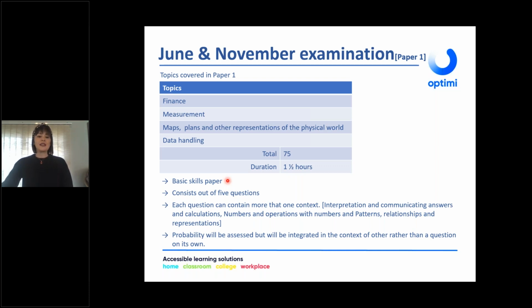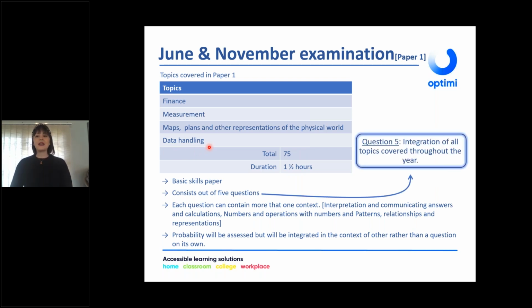Now, first of all, this paper will consist of five questions: a question on finances, a question on measurement, a question on maps, plans, and other representations, as well as a question on data handling. Then your fifth question will be an integration of all the topics covered throughout the year, or in your June examination, covered in Term 1 and Term 2. So you will see that these four topics will be integrated and asked in question 5.